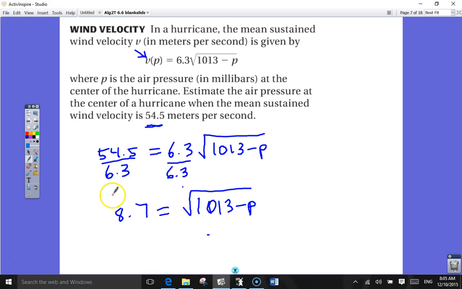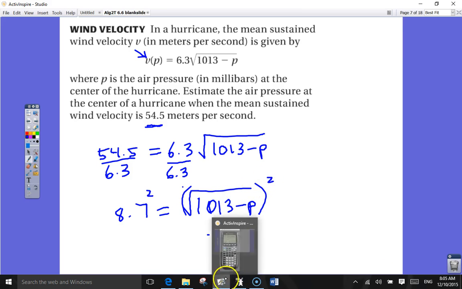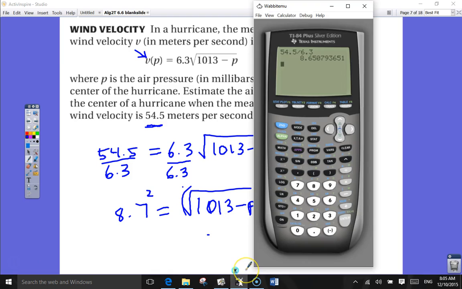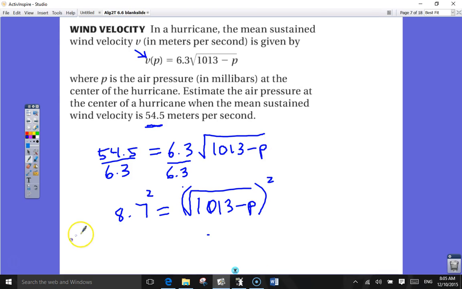Square both sides, right? Square and square. What is 8.7? Or I'm going to actually use what's in the calculator and just say answer squared, 74.8. 74.8 equals 1013 minus P. Solve for P.